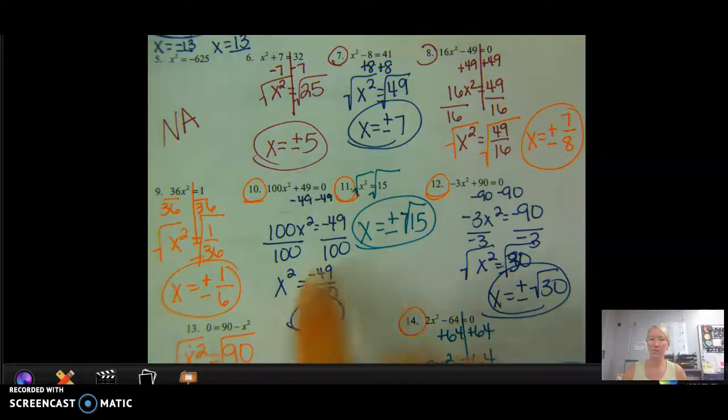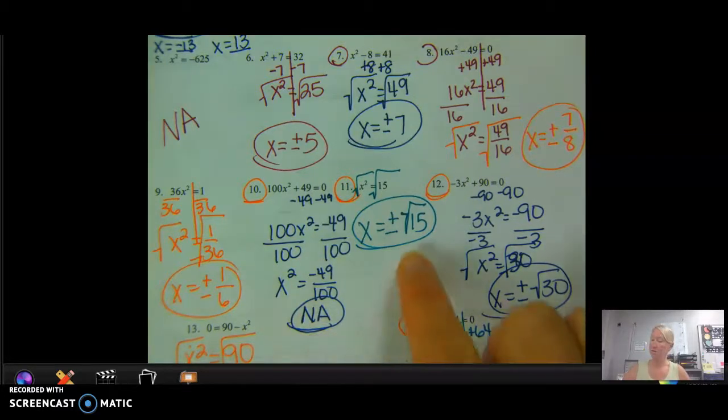Number 8, there's no answer because I get a negative 49 over 100, and so that would mean that I'd have to take the square root of a negative number. So no answer on that one. This one, I square root both sides. 15 breaks down to 5 times 3, but it doesn't have any pairs. So this is the reduced answer on that, plus or minus square root of 15.